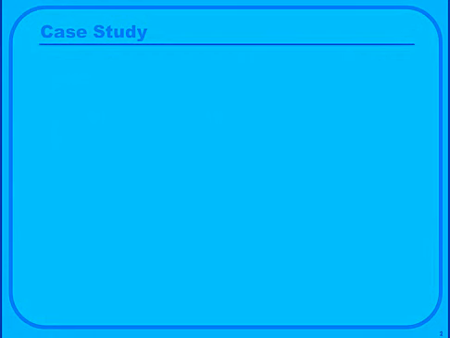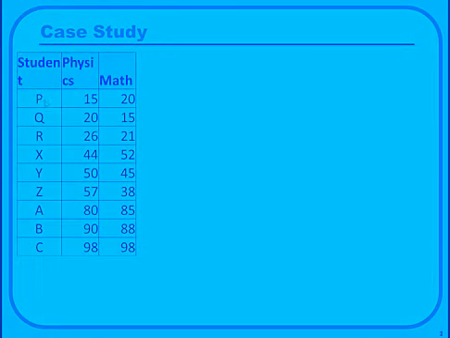So first things first, let's say in a particular institute you have 9 students, PQR, XYZ, ABC. This is their score in physics and in math. So Q has got 20 in physics and 15 in math. Now, by a very quick look, ABC look like they are the highest scoring guys in both physics and math.